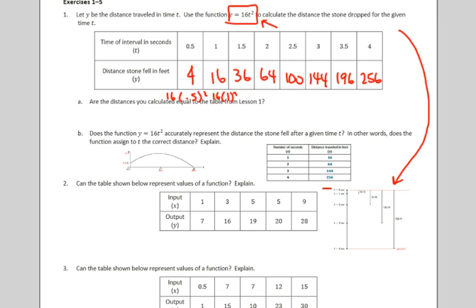So part A, this is the table that was created in the notes part they left out. Are the distances you calculated equal to the table from lesson 1? It happens to be the exact same table. So yes, they are the same. Does the function y equals 16t squared accurately represent the distance the stone fell after a given time t? In other words, does the function assign to t the correct distance?